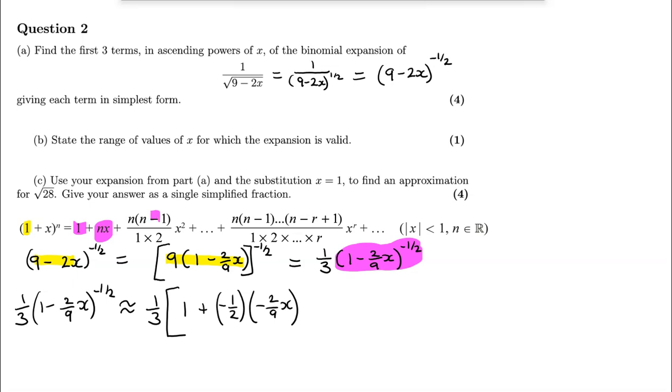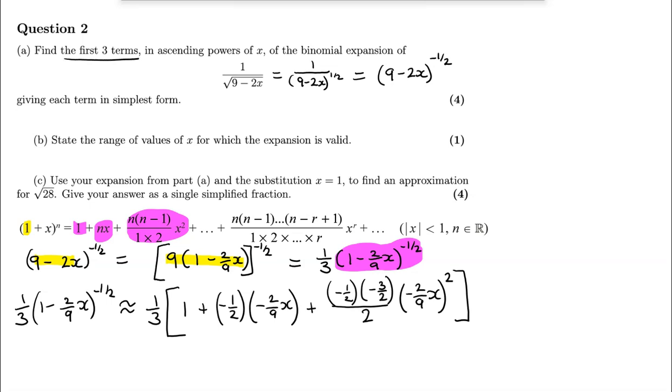And then for my next term, I do n, which is again minus a half, times n minus 1, that's minus a half minus 1, divided by 1 times 2, which is 2, and then we times that by x squared, so we've got minus 2 over 9x all squared. Again, as I mentioned earlier with the first question, make sure that we are squaring both the minus 2 here and the 9 as well. And we don't need to go any further than that because we're only asked to find the first 3 terms.